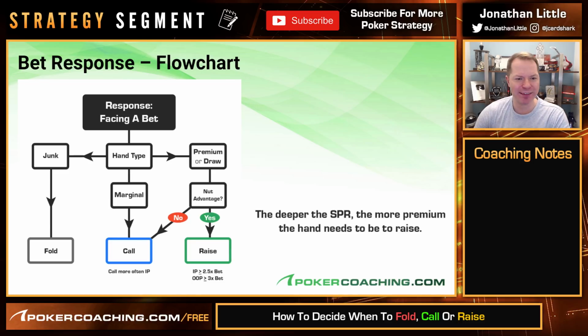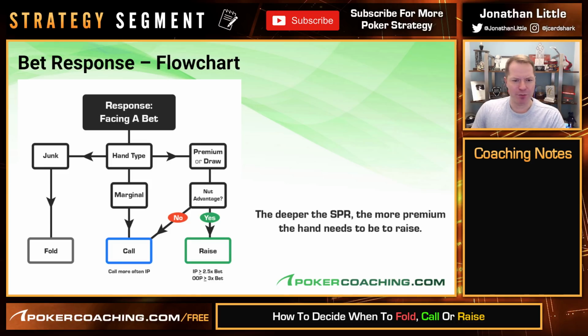So when we are facing a bet, first things first, what type of hand do we have? Do we have nothing? Do we have junk? If you have junk, fold. Life's easy. Do we have a marginal made hand, like top pair bad kicker, middle pair, ace high, etc.? Well, if that's the case, call. Easy.